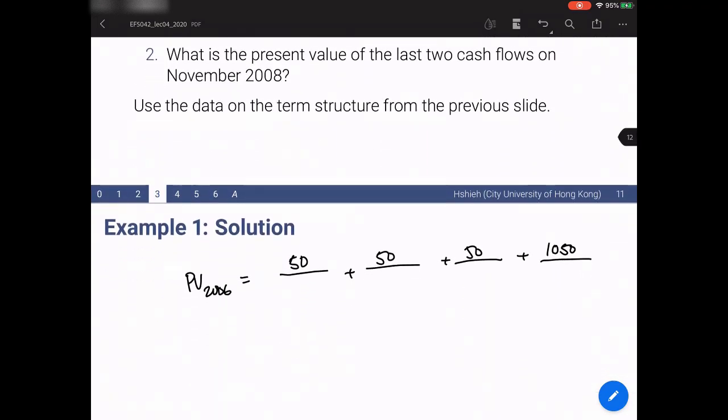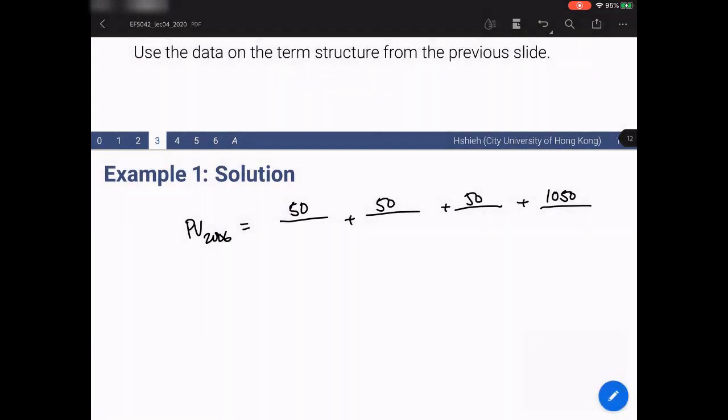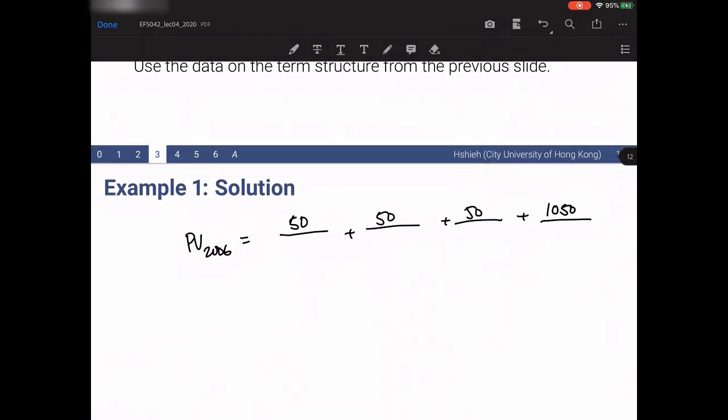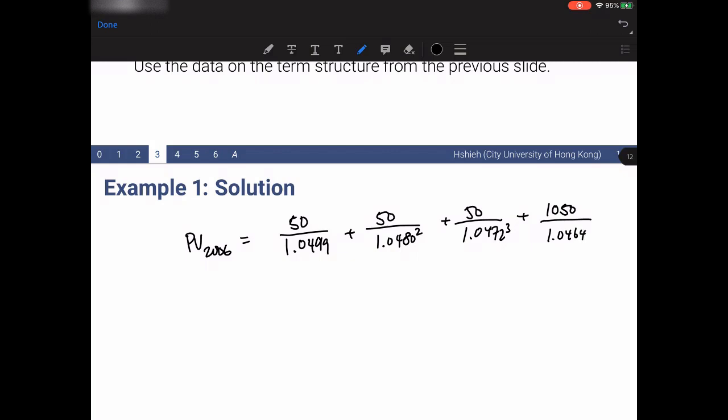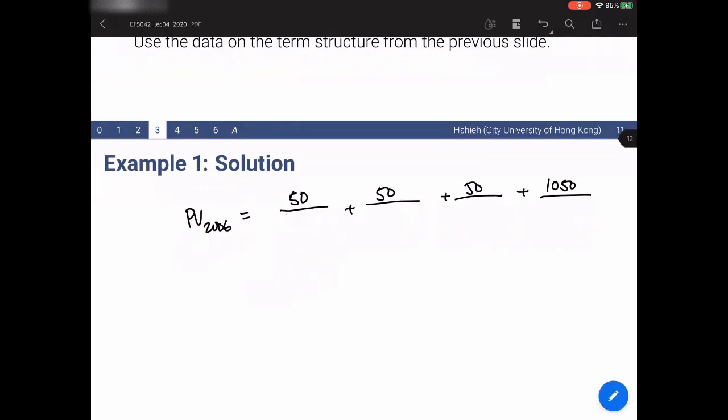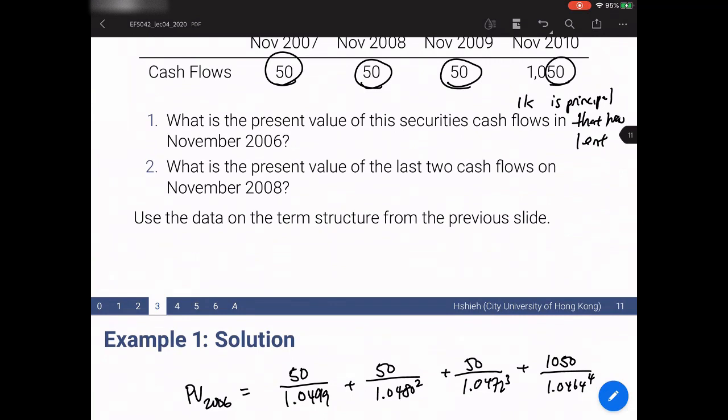We're going to use, remember those numbers again. It is 1.0499, 1.0480, and because it's per annum, I'm going to square it. Okay, and for 3 years out, it's 1.0472 cubed, and the last number is 1.0464 fourth power. And that's going to give me a present value of $1,012.81.